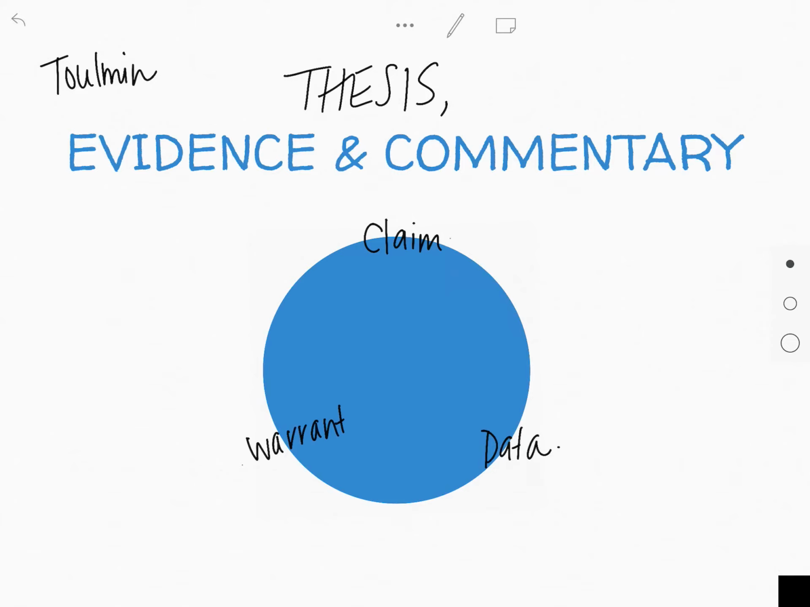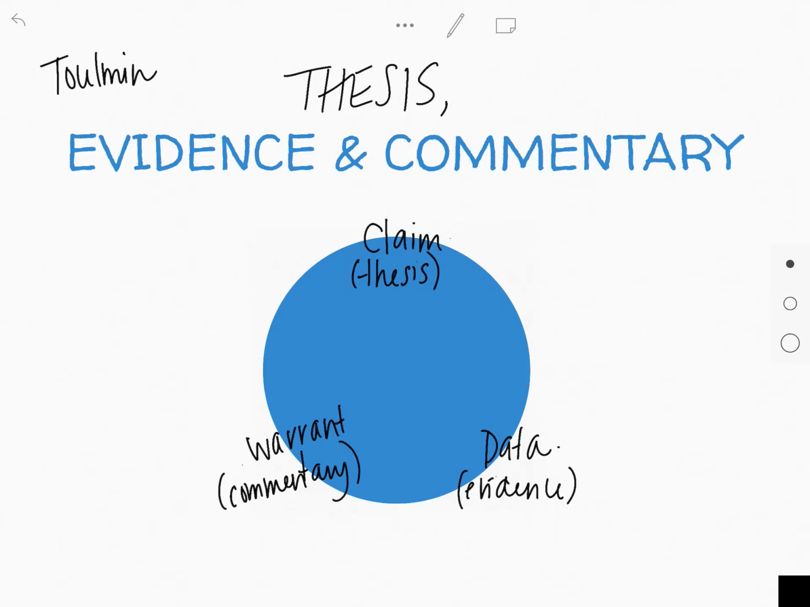So it works the same way in our world. It's just the claim is the thesis, the data is the evidence, and the warrant is the commentary. And the reason we use this language is that's what the AP has sent out as their language. So I'm not trying to confuse you. I just think that the Toulmin model with claim, data, and warrant explains what commentary is a little better by having that visual of the warrant where the police officer justifies their arrest.